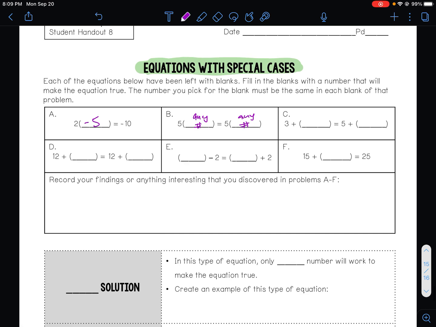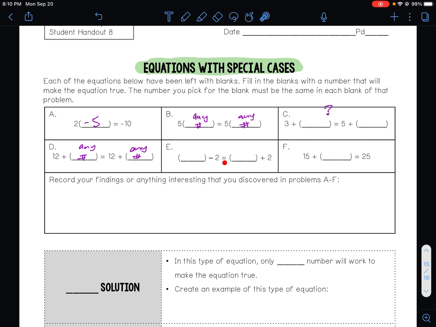So, question mark. How about D? 12 plus what equals 12 plus what? We can pretty much stick any number in there, can't we? Let's go ahead and do 7. 12 plus 7 is 19, and if I put 7 on the other side, 12 plus 7 equals 19. So really any number is going to work.